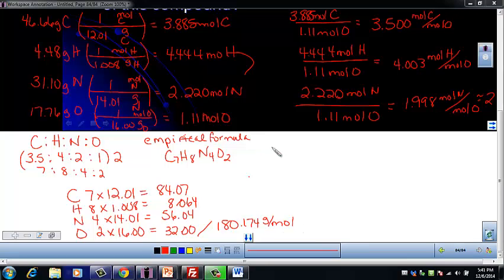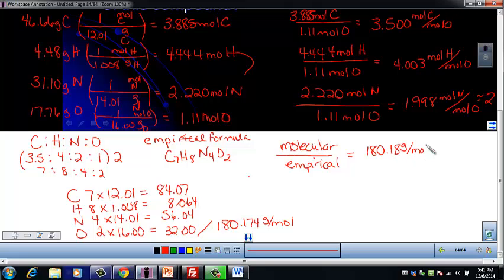So in order to find that ratio of the molecular formula to the empirical formula, we're just going to take those molar masses. So molecular is divided by empirical. So we've got the molar mass of the molecular formula from our problem, and that was 180.18 grams per mole. And you're probably looking at that going, well, those look very similar.